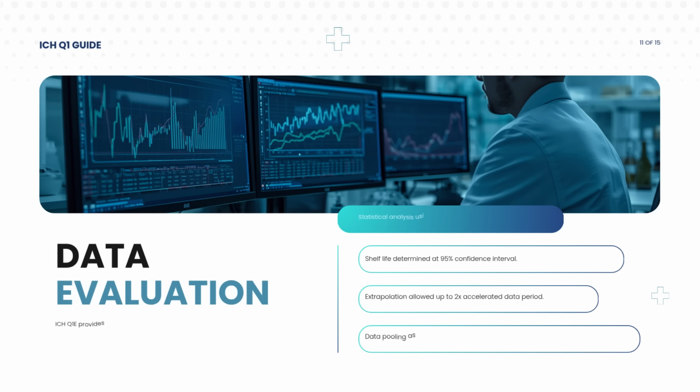Okay, so initially I explained only the ICH Q1A, B, C, D guidelines. So what is Q1E? When evaluating the stability data, it's essential to understand the ICH Q1E guideline, that is data evaluation, which helps us to establish the shelf life and support regulatory submissions.